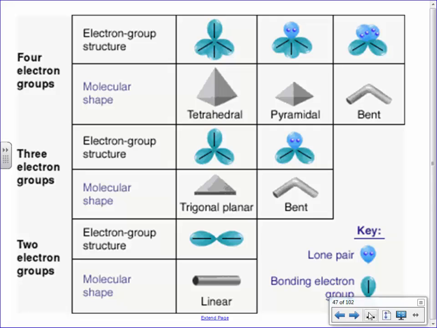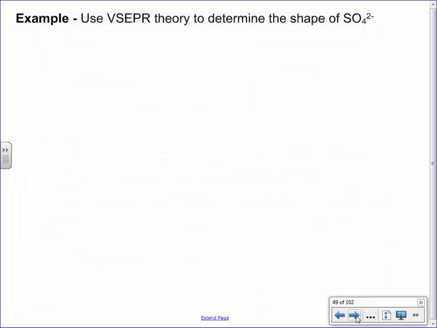This, by the way, is a very useful slide. I had some kids in the past actually literally cut this out of their notes and paste it into their data booklets because they found this one useful for being able to figure out different shapes. So if you want to do that later, by the way, feel free. But let's try some examples here.